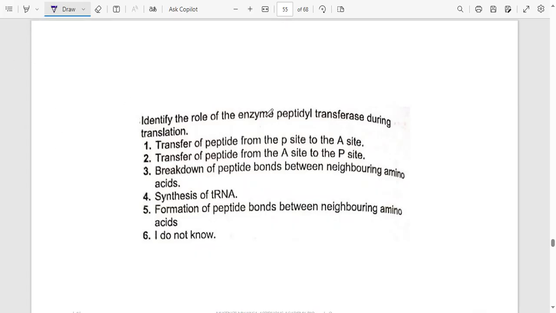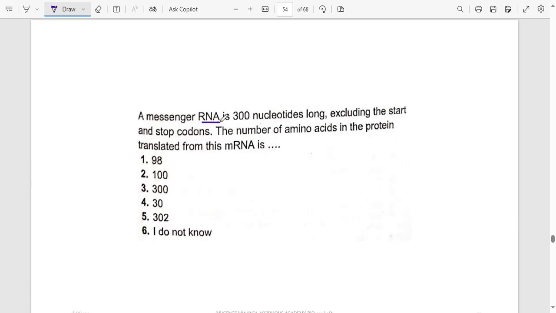What is the role of peptidyltransferase? Okay, good. So that's option 5. A messenger RNA is 300 nucleotides, excluding the start and stop codon. The number of amino acids that you are going to translate to be how many? 100. You can see some mathematics in biology. 300 divided by 3.